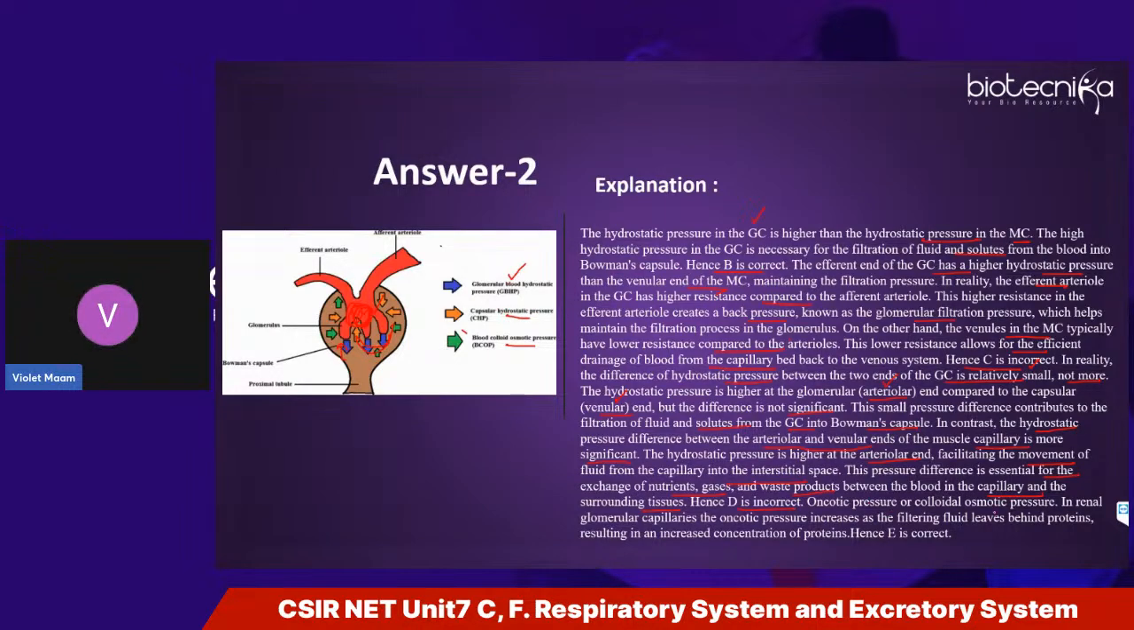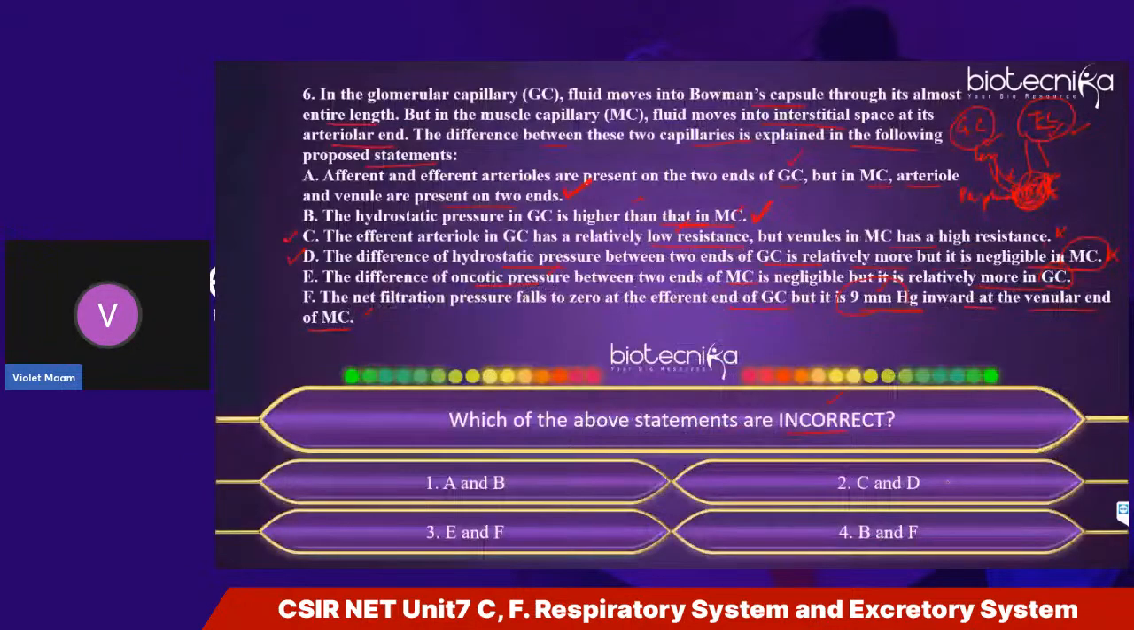Oncotic pressure, I said, is the same as osmotic pressure, colloid osmotic pressure. So in renal glomerular capillaries, oncotic pressure increases as the filtering fluid leaves behind proteins, resulting in an increased concentration of protein. So E is correct. And F we already saw in the figure. Okay, what are the values, and F is also correct.